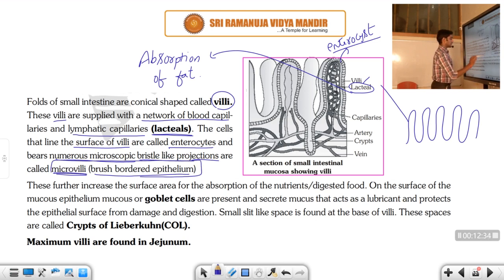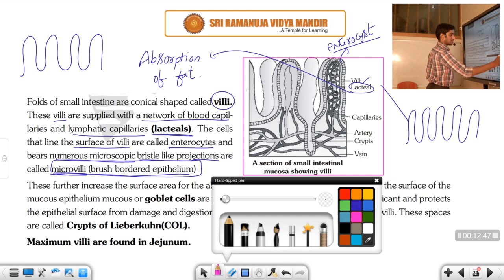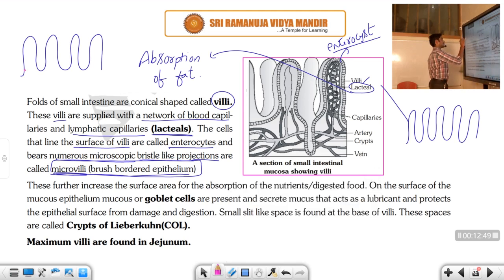So student, this is a very important point. What do you understand? Suppose I am drawing the diagram now: this finger-like extension is called the villi. Now this villi has so many finger-like projections, that we call microvilli. This part is called microvilli. What can the microvilli do? It is also for absorption only.